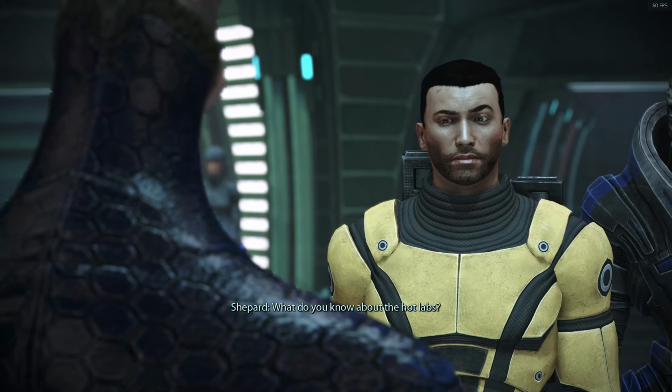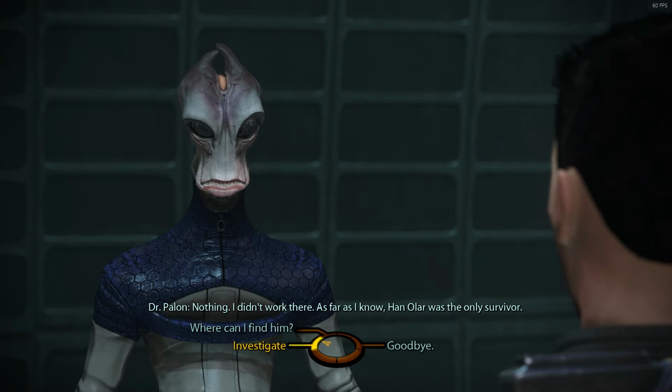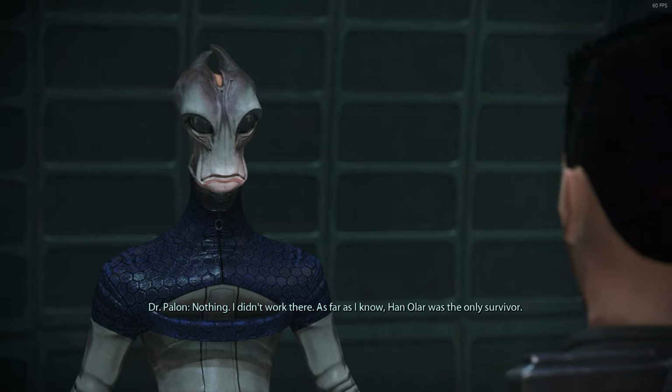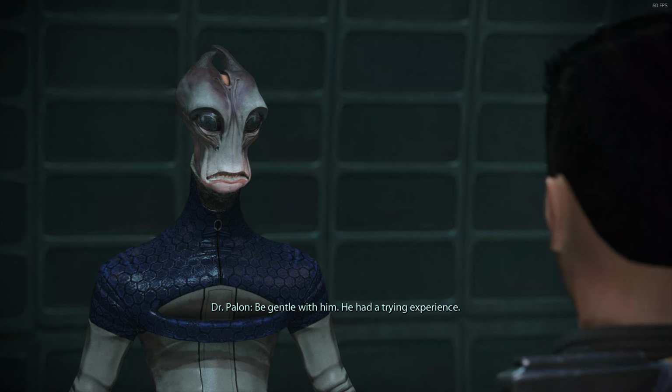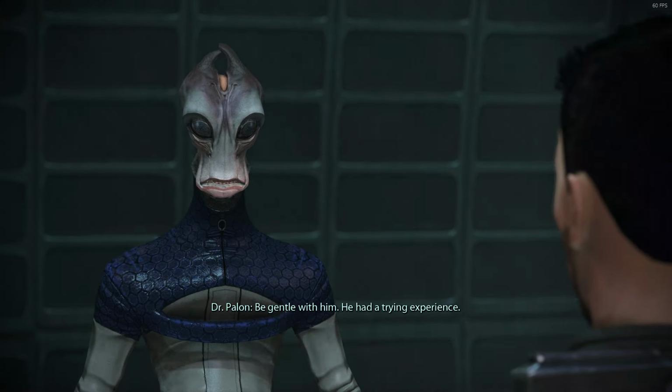What do you know about the hot labs? Nothing. I didn't work there. As far as I know, Han Olar was the only survivor. Is he in the medical ward? No, he's staying in the science team's quarters. Be gentle with him. He had a trying experience.